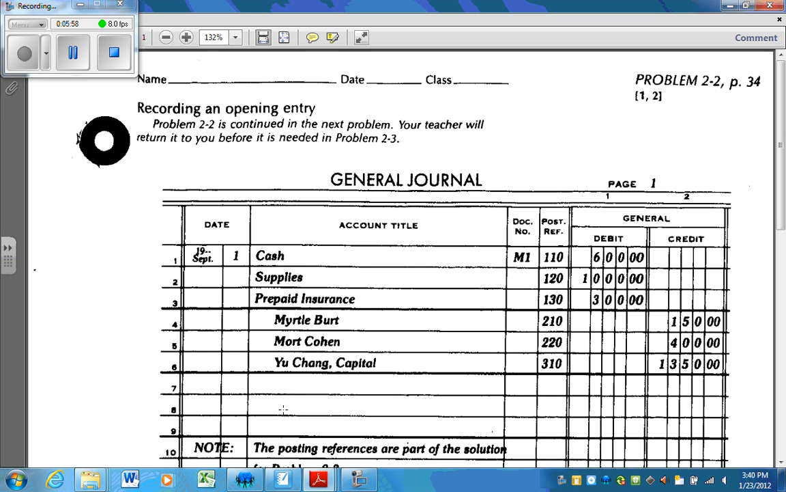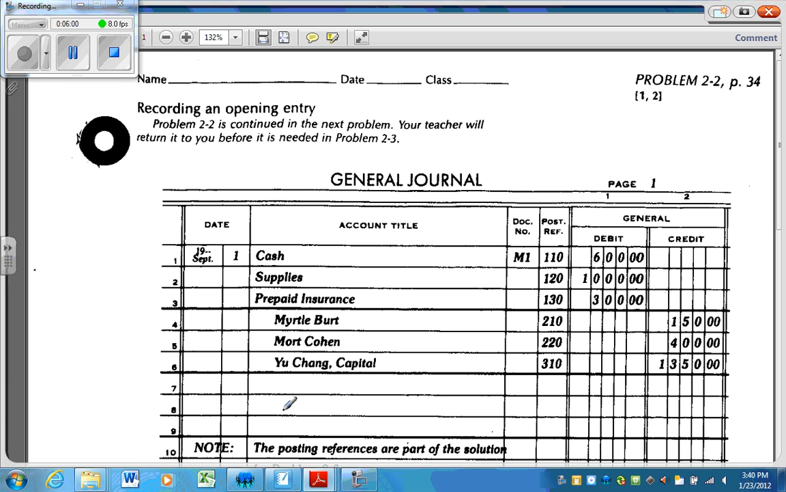You list all of your assets. Now, from our balance sheet, we had 3. We had cash, we had supplies, we had prepaid insurance. Your document number is Memorandum 1. Memorandum is just a note that you give yourself that would tell you what each of these accounts is. The question will always tell you what document number you're using to fill in this information. Sometimes they say it's memorandum number 1, number 2. It's just a matter of putting it there.